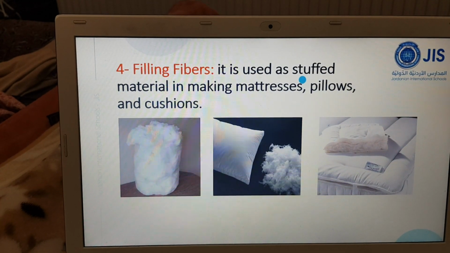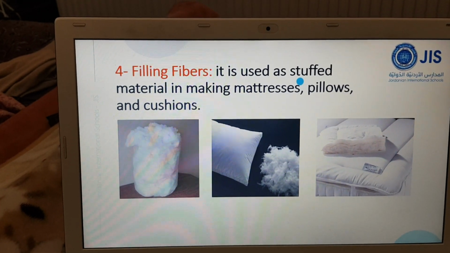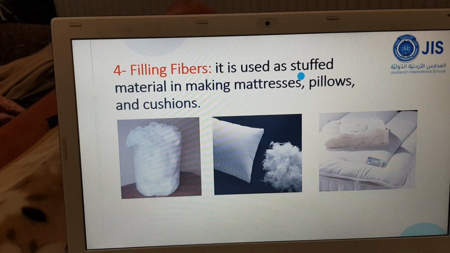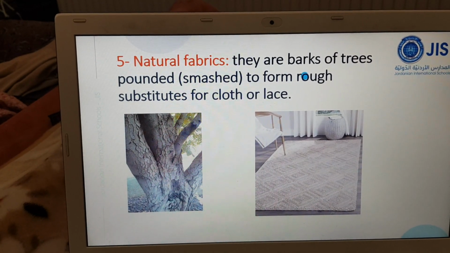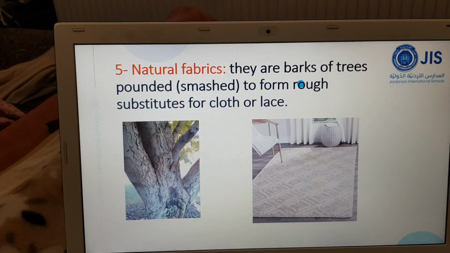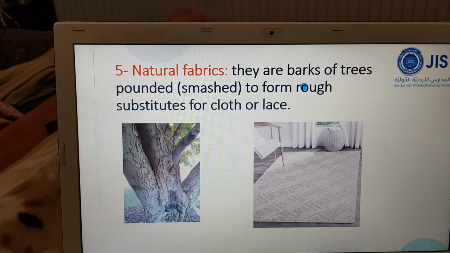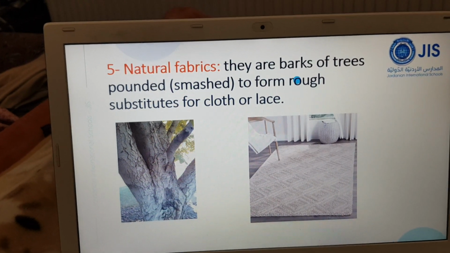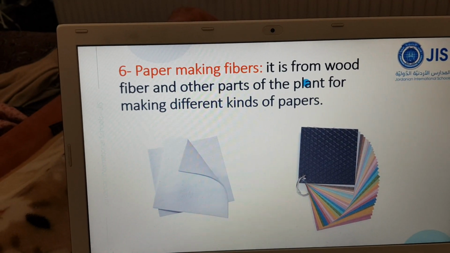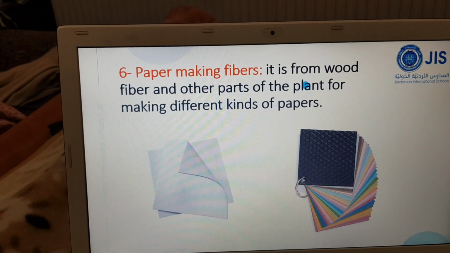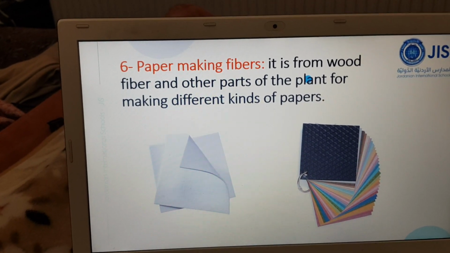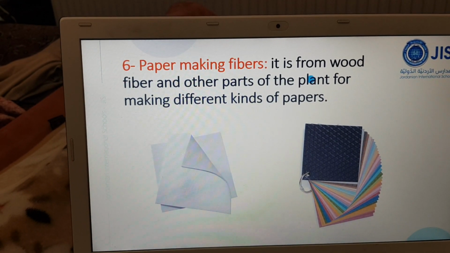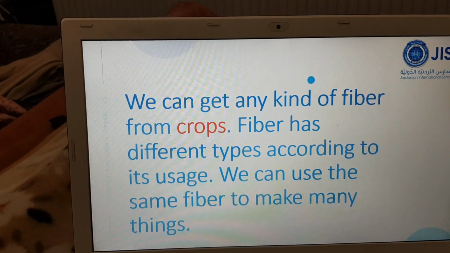Filling fibers are used to fill and stuff pillows, mattresses, and cushions, and sometimes toys also. Natural fabrics are taken from the barks of the tree to make new materials to make other clothes and laces and other products. Paper making fibers are a kind of wood fiber mixed with other parts of the plant to make different kinds of papers. And just quickly to revise, what's the meaning of the word fiber?